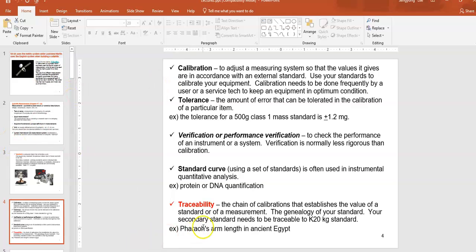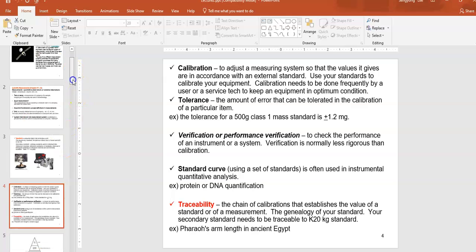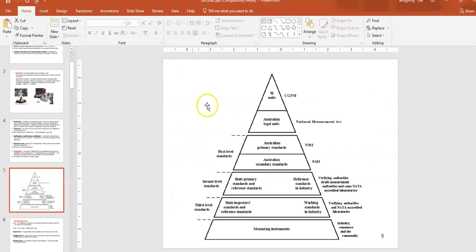What does that mean? Pharaoh's arm length. The cubit length that's used in the Bible, that cubit means the arm length of a pharaoh. So at that time the standard of length was Pharaoh's arm length. Kind of interesting. Okay, so this is what traceability means, right?